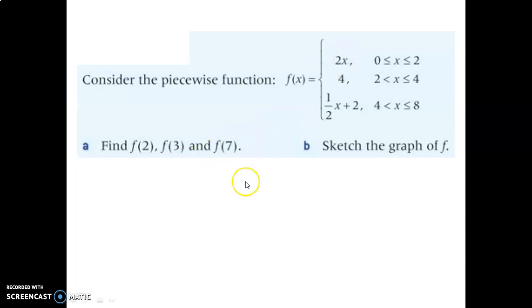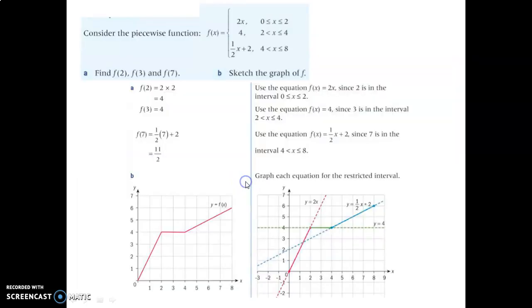How about f of 3? Well, let's check the answers here. F of 3 would be 4, because now x equals 3 exists between 2 and 4, so we use this function. But there's no x here, so no matter what you put into this function, f of x equals 4, you're always going to get an output of 4.